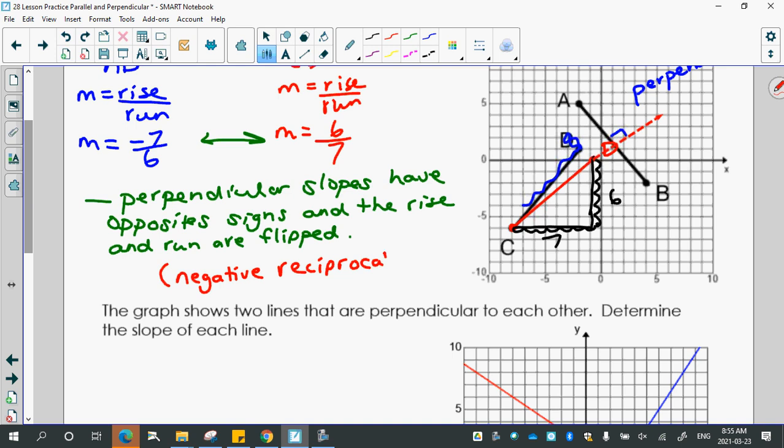So reciprocal is the math word for flipped, upside down, and then negative means opposite sign. Okay, so if you got a negative, the other one's positive. If you've got a positive, the other one's negative. Okay, so they're said to be negative reciprocals of each other. So perpendicular slopes have opposite signs, and the rise and run are flipped. Okay.